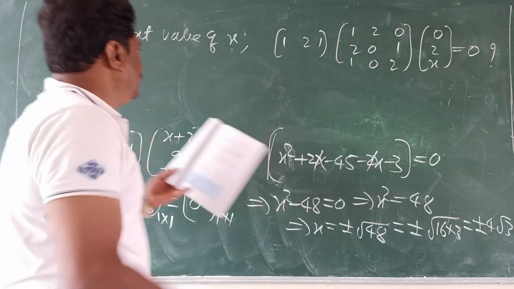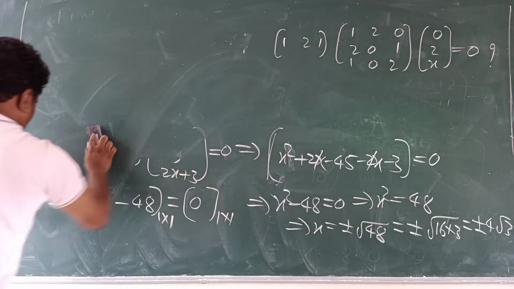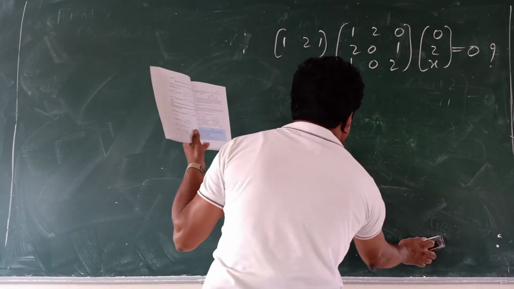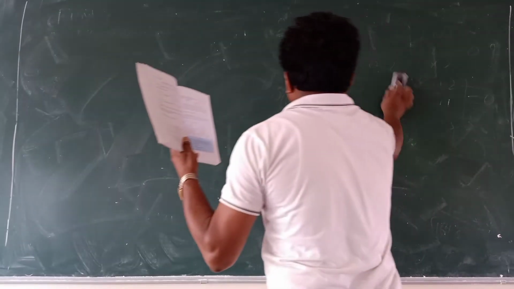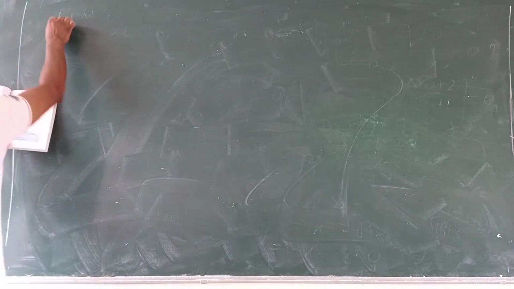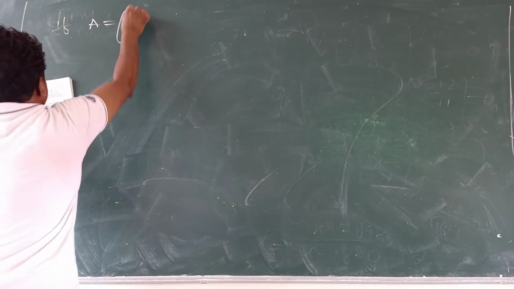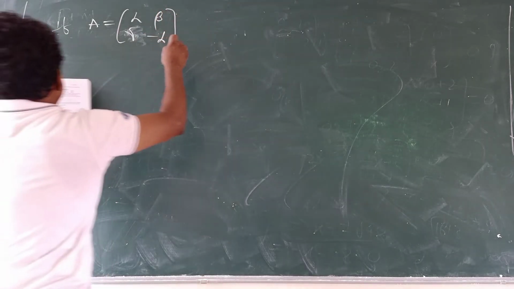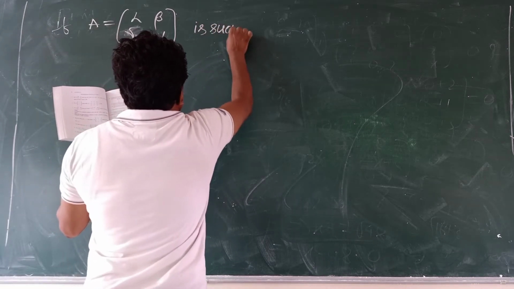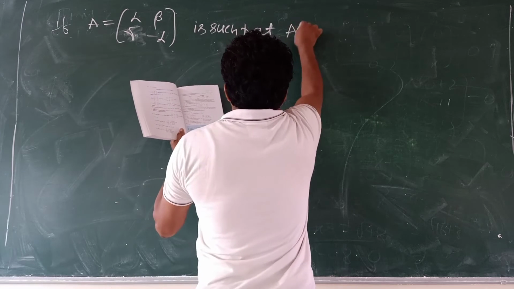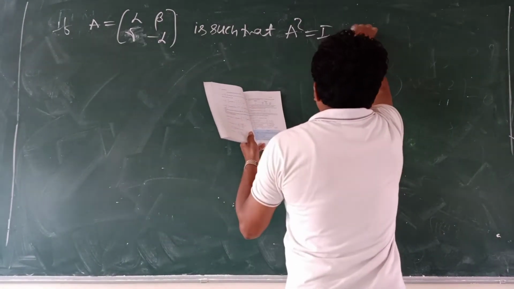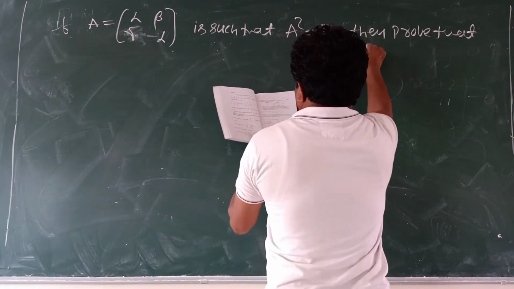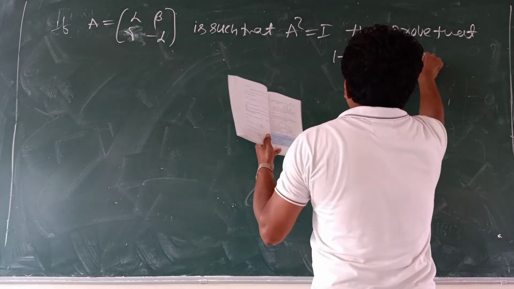Let us move on to one more question. The question is, if A equals alpha, beta, gamma, minus alpha, is such that A square equals I, then prove that 1 minus alpha square minus beta gamma is equal to 0.